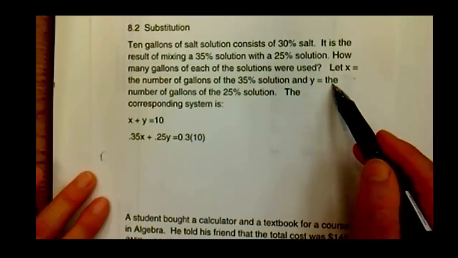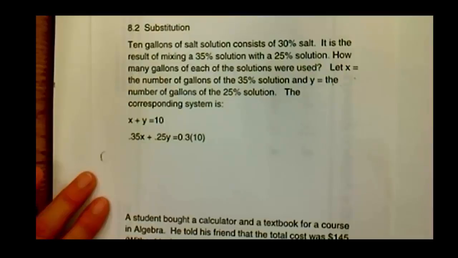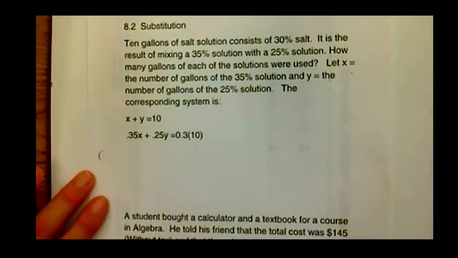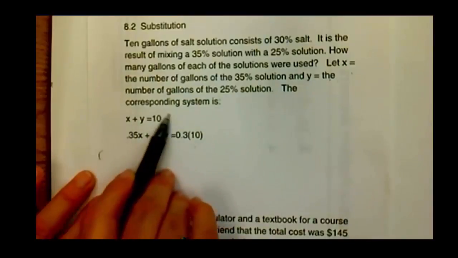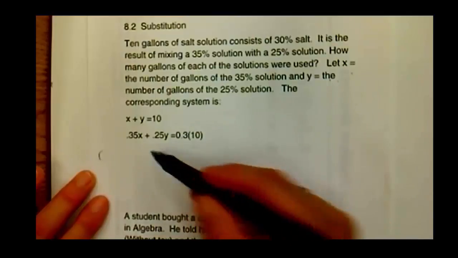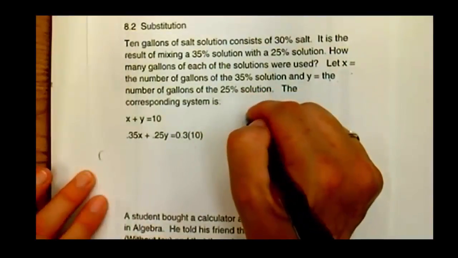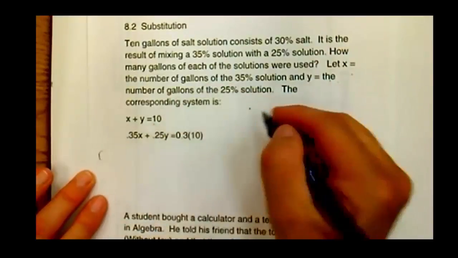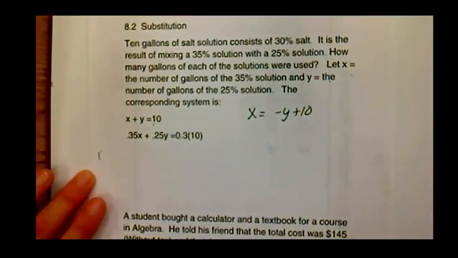Let X equal the number of gallons for the 35% and Y the number of gallons for the 25%. The corresponding system is this. And then what you do is go through and solve it just like we just got done doing. We could solve for X or Y up here, substitute it back in, and we'd end up coming up with our solution. So let's finish it. If I solve for X in here, X is going to equal negative Y plus 10.